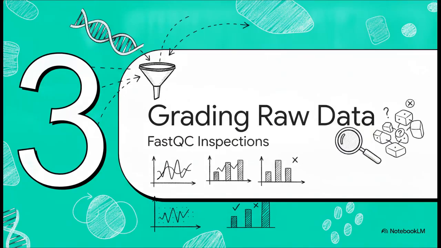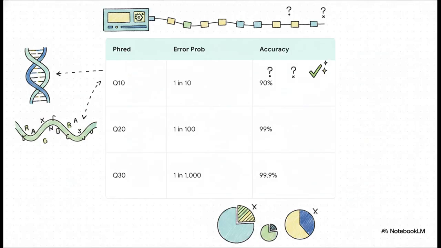Which leads us perfectly into Section 3, grading the raw data. To prevent a total data disaster, our sources point us to a grading system based on something called Phred scores. You know, our sequencing machines are amazing, but they aren't perfect. Sometimes they make mistakes when reading those genetic letters. So the machine assigns a confidence grade, or a Phred score, to every single letter it reads.